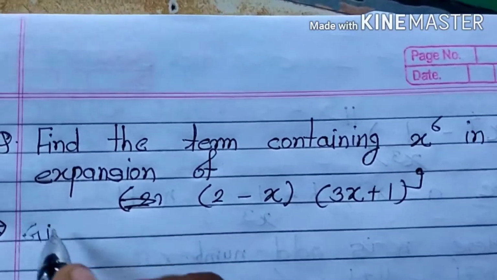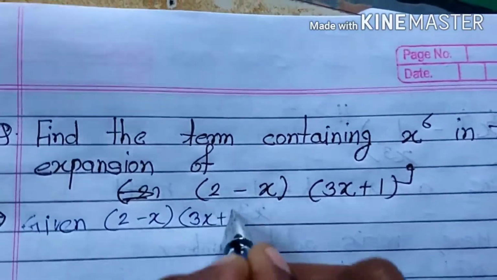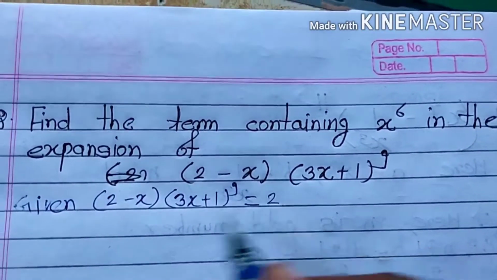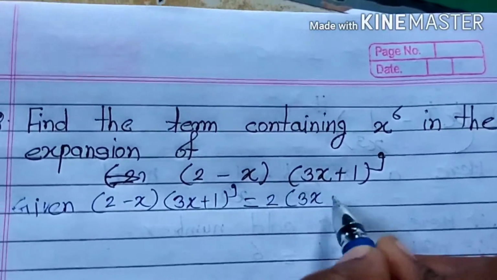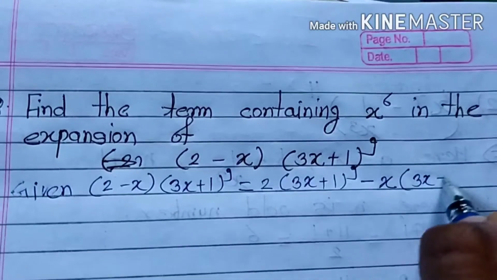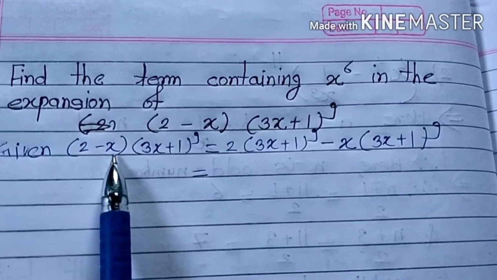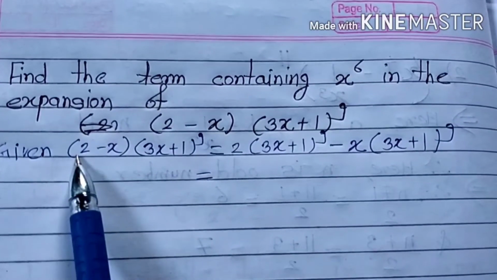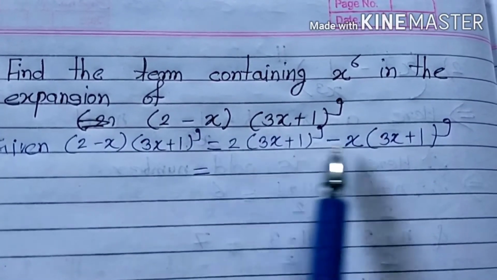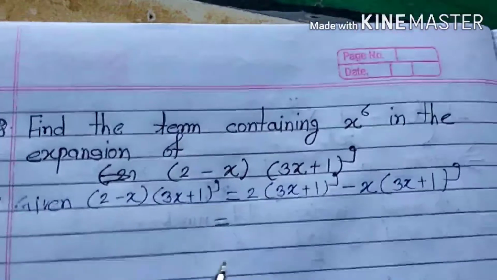They have given 2 minus x, 3x plus 1 raised to 9. So which is equal to 2 into 3x plus 1 raised to 9 minus x into 3x plus 1 raised to 9. So here we split the terms. First we multiply 2 by this term, then minus, and then we multiply x by this term. You can observe this.